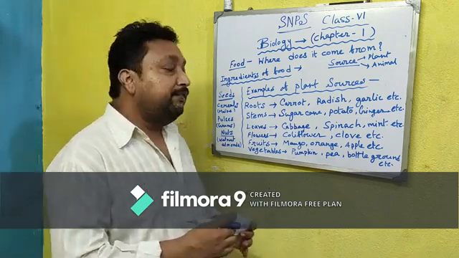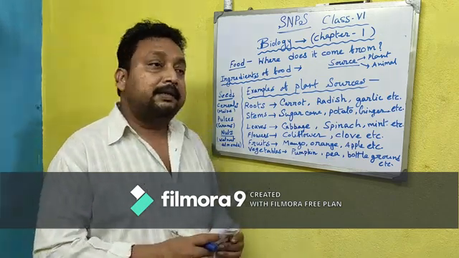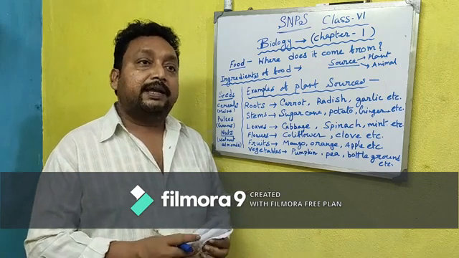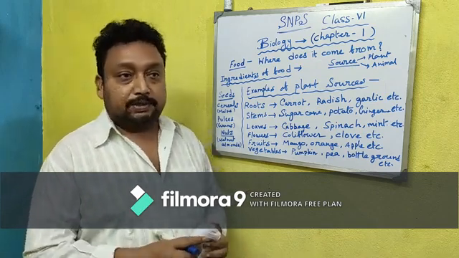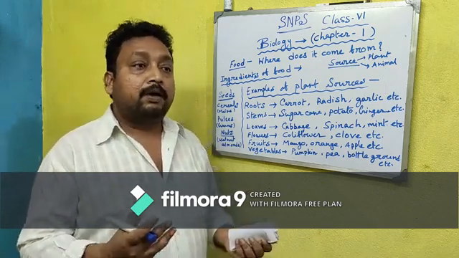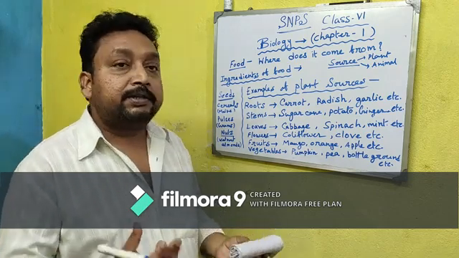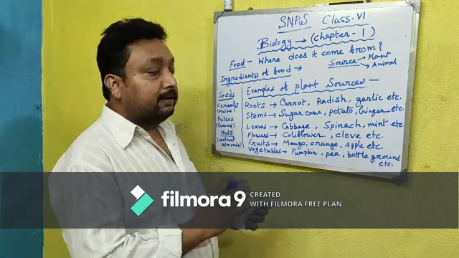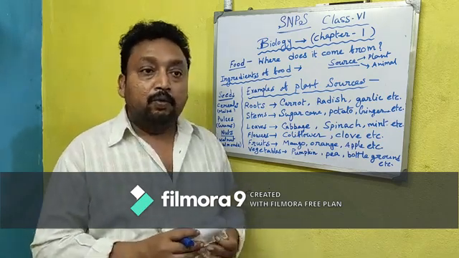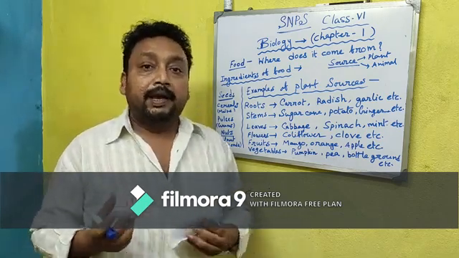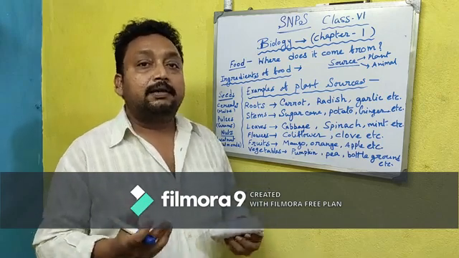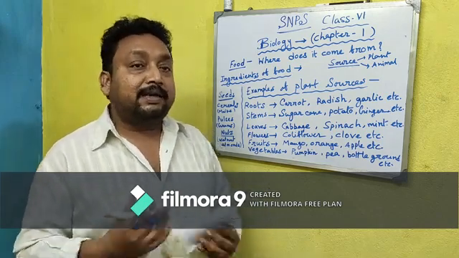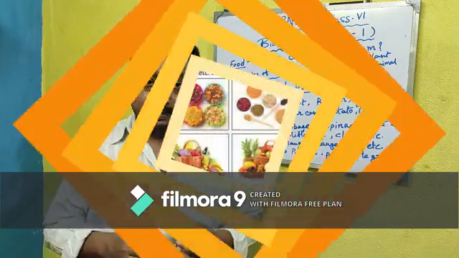There are different types of food, and different types of foods are obtained from different sources. Just like we eat bread. Bread comes from wheat, that is a plant. We eat egg and chicken, that is also food, and that comes from animal sources.